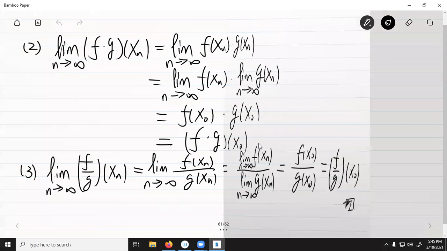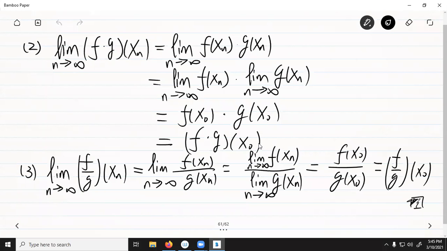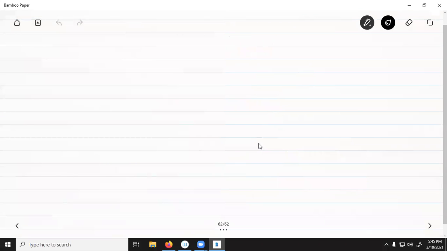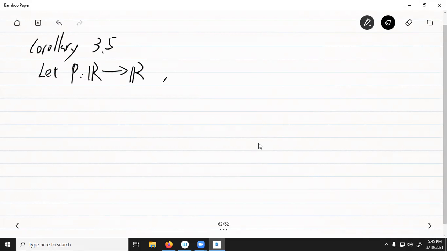And then we have the next corollary, 5. We let P, which is from R to R, and Q, also a function from R to R, be polynomials.